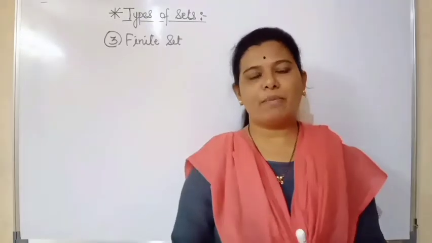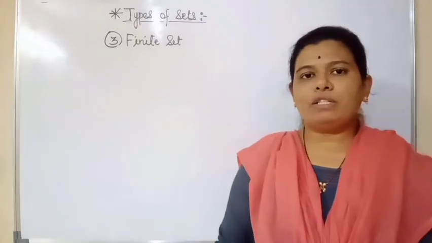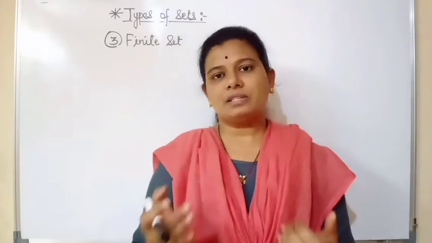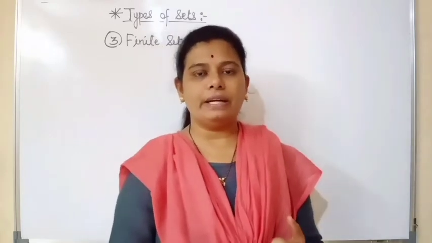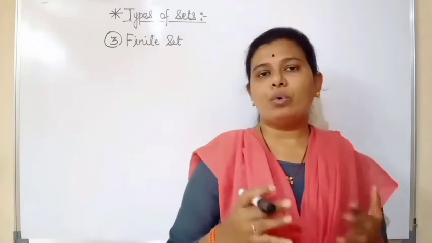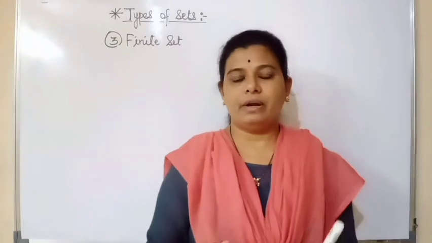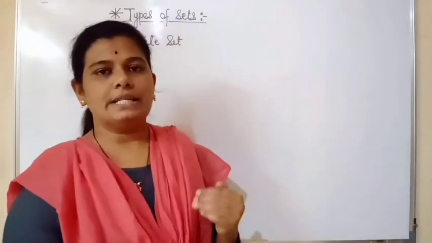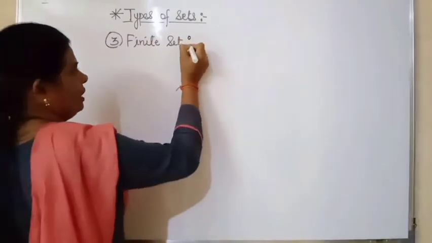Now we study the third type of set, the finite set. What is meant by a finite set? Finite is nothing but a set which has a certain limitation. So what is the actual definition of the finite set? If the counting of objects or the counting of elements in a set terminates at a certain stage, such types of sets are called finite sets. Let's go through the definition.